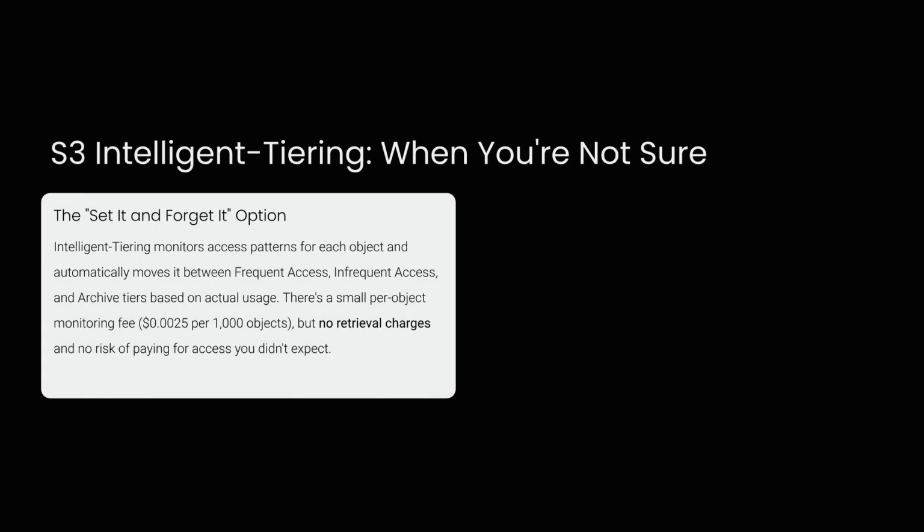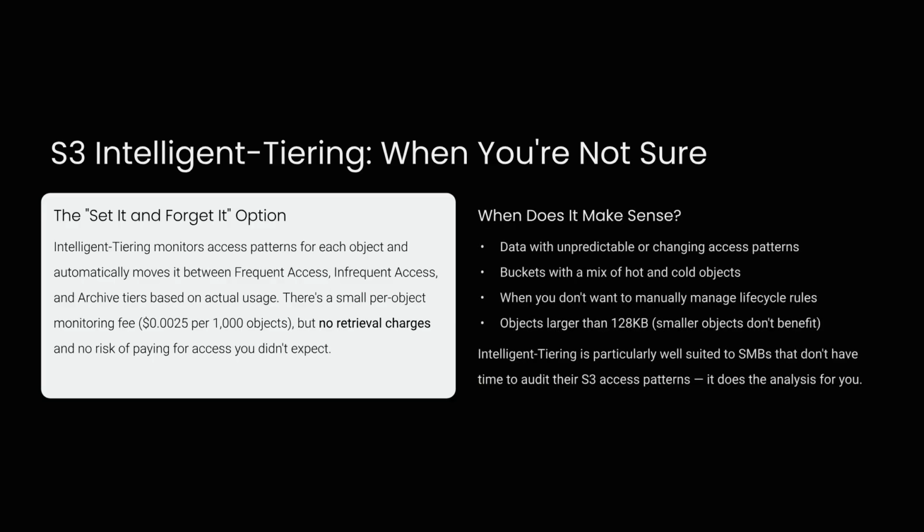S3 Intelligent-Tiering is the set it and forget it option. It automatically moves data between tiers based on access patterns. It is ideal for data with unpredictable access and costs a small monitoring fee, but has no retrieval charges.